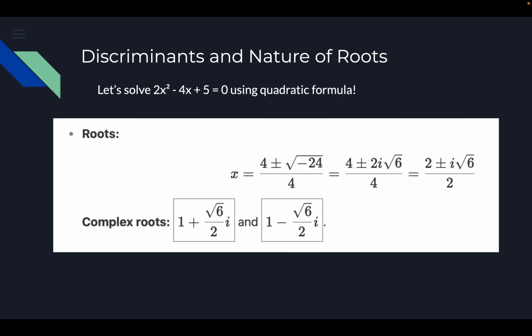These are the two solutions of the quadratic equation 2x square minus 4x plus 5 equal to 0, where d is coming to be a negative value. So both the roots are complex in nature, and if you have any doubts, you can ask in the comments here.